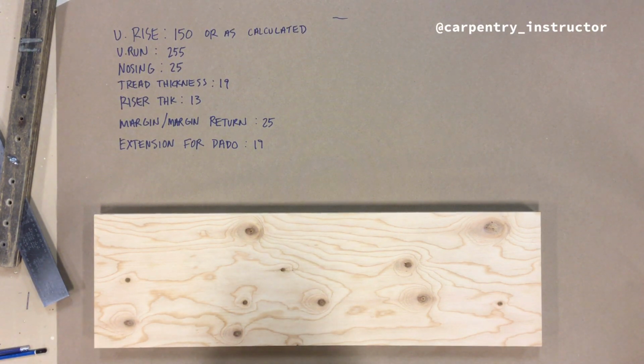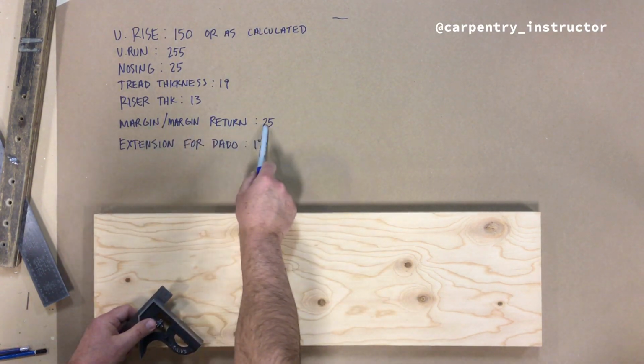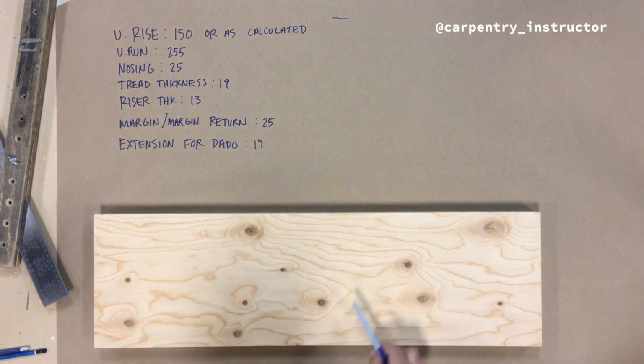So the next step will be setting this thing to 25, because 25 is going to be our margin return right there. So the margin return is the distance between the line of flight and the underside of the stringer cap.